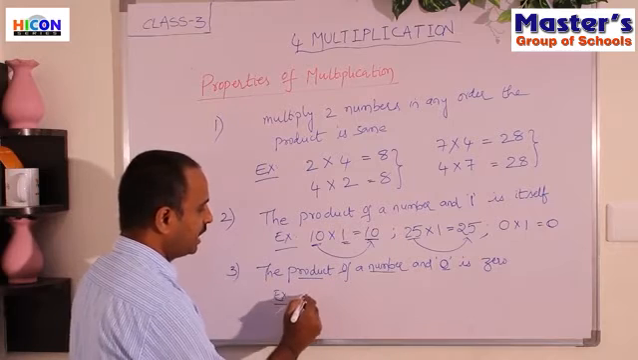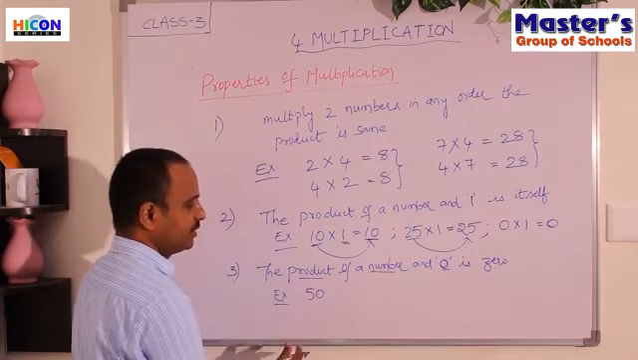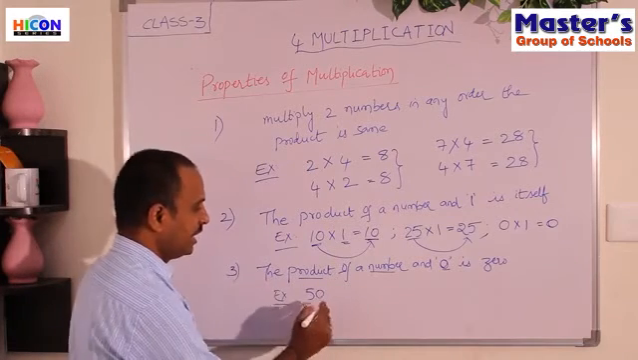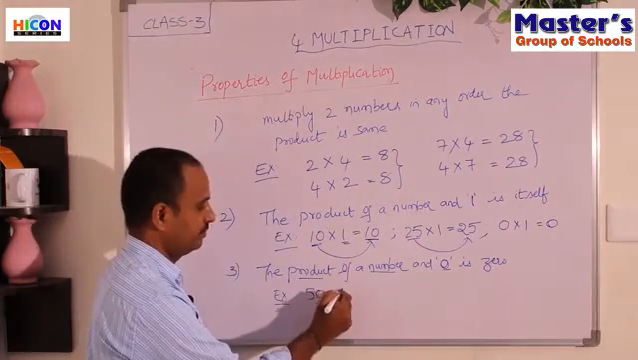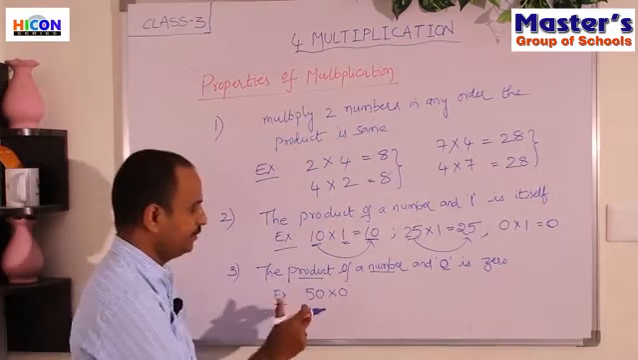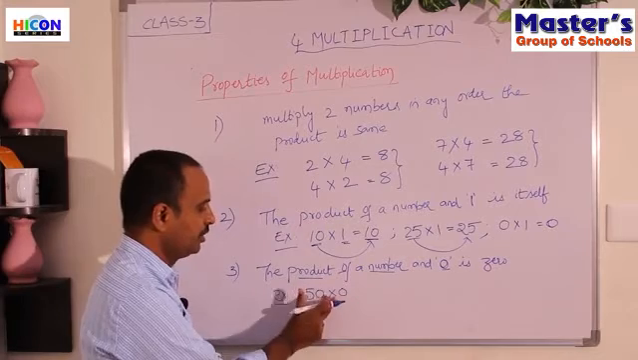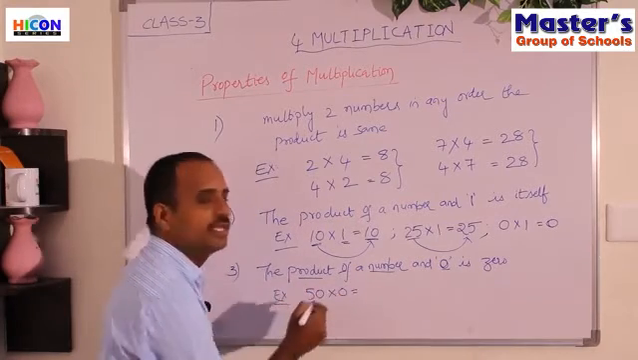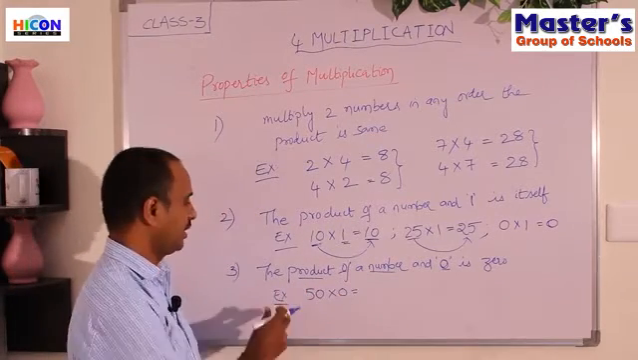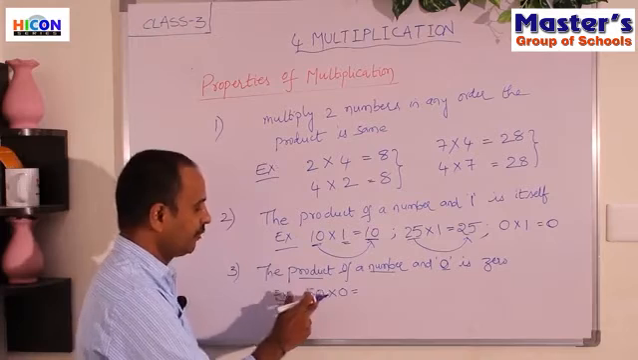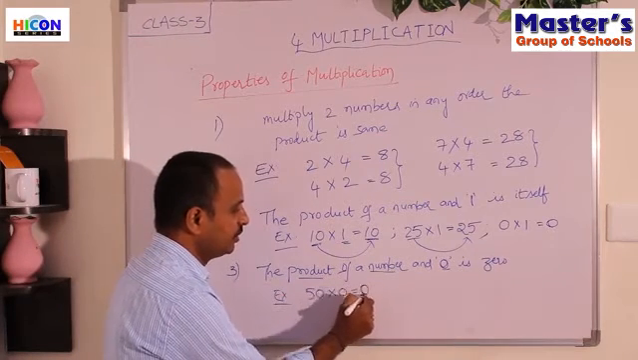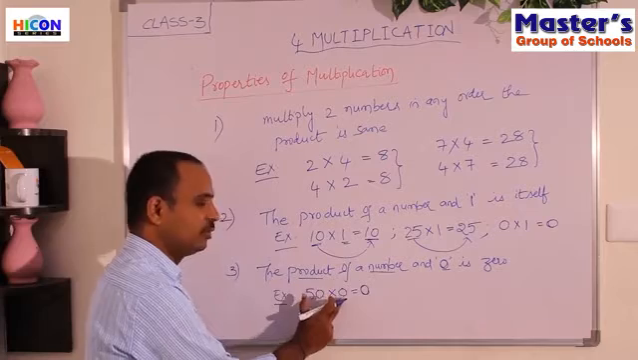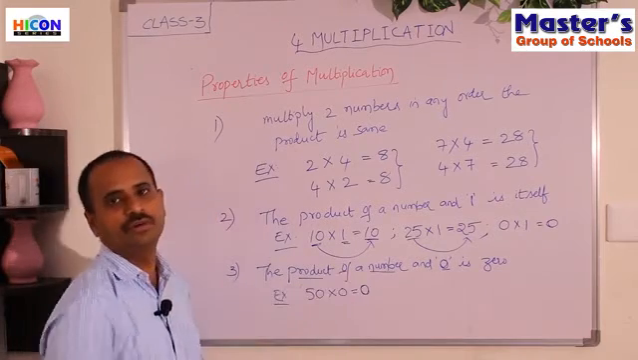For example, I will take 50. So the number is 50. I will multiply this number 50 with 0. So how much answer will you get? So what is the product? According to this property, if you multiply any number with 0, the answer is 0. That means 50 into 0 is equal to 0.